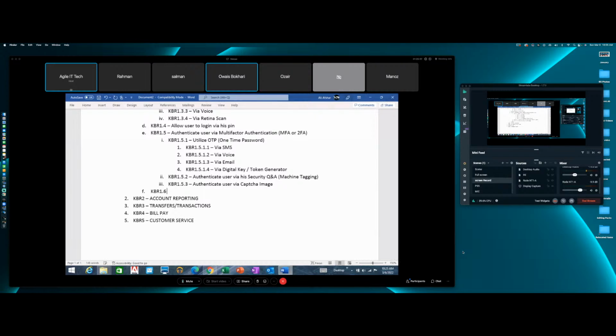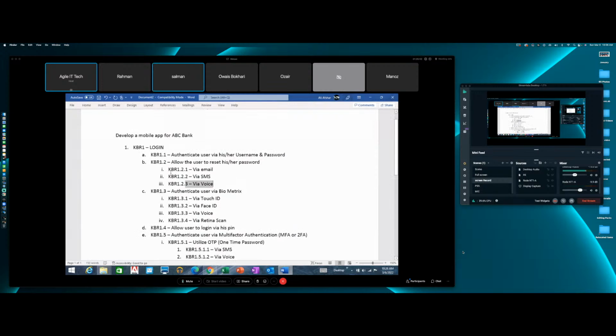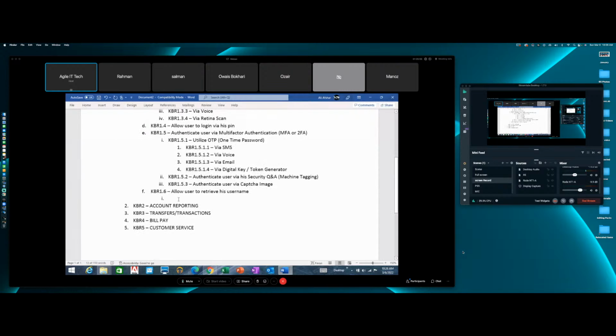1.6, right? Allow user to retrieve his username, correct? And again, you can do it via all these methods, right? Correct? Everybody agree? Yes. All right. You're forgetting one major requirement.